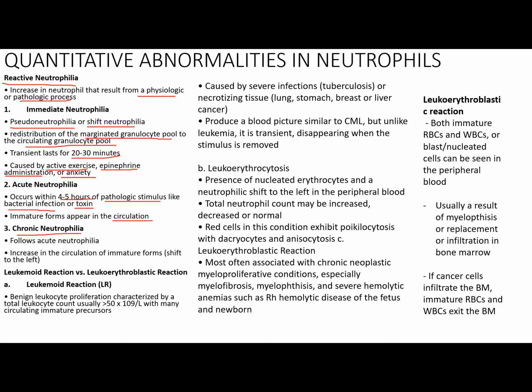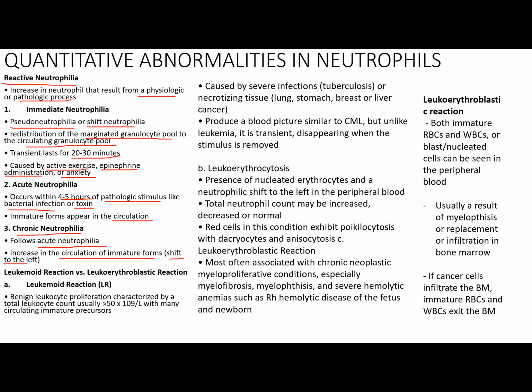Then we have your chronic neutrophilia, which would follow acute neutrophilia. Increase in the circulation of immature form, shift to the left. Then you have your leukemoid reaction versus leukoerythroblastic reaction.